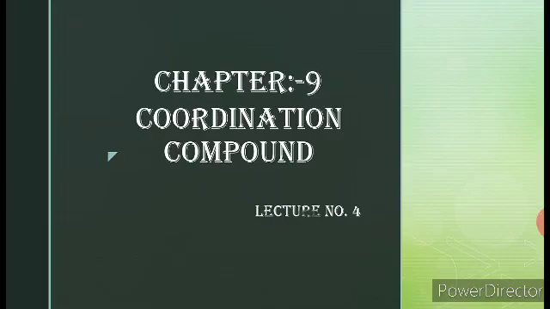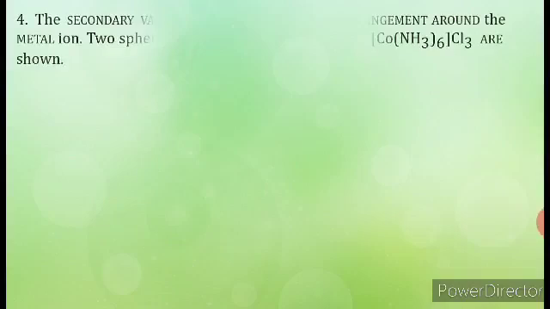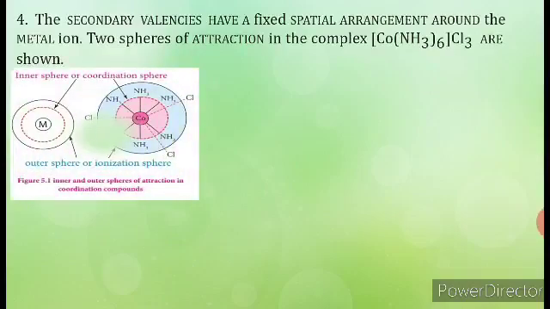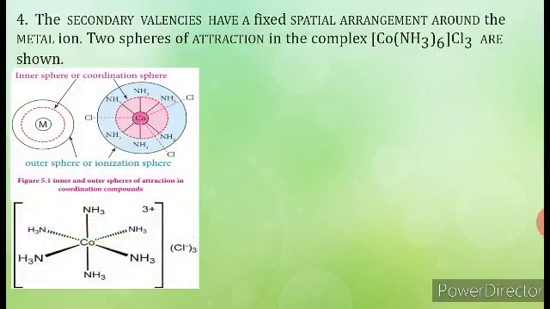And we had discussed in Werner's theory the two spheres proposed by Werner, that is, first the inner sphere or coordination sphere, and second the outer sphere or ionization sphere, with the help of certain diagrams. Now today we have to discuss one more example regarding coordination compounds according to Werner's theory.